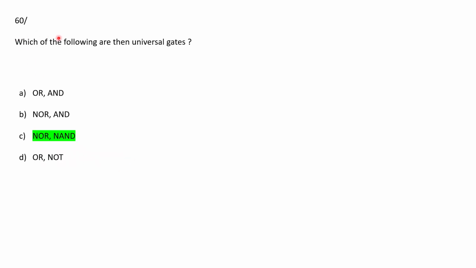Then which of the following are the universal gates? And the options are OR, AND, NOR, AND, OR, NOT. And here the option C, NOR, AND, is the correct answer.